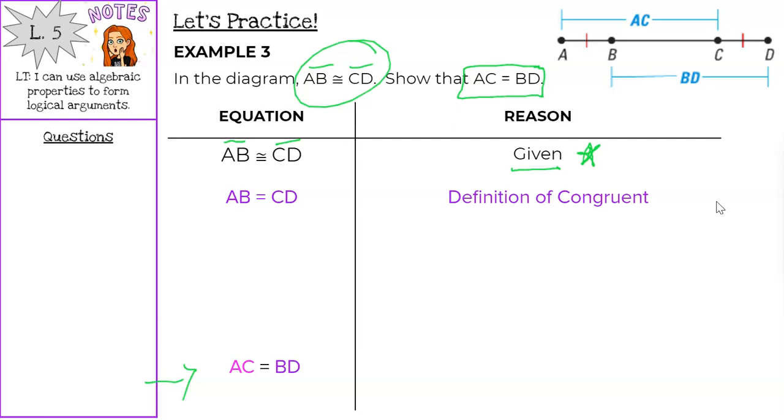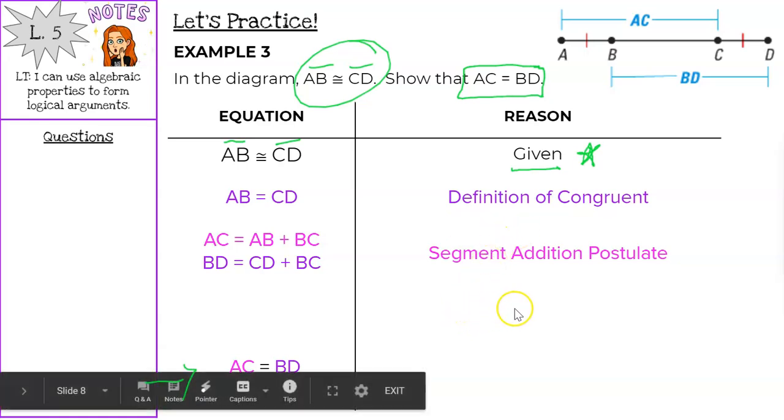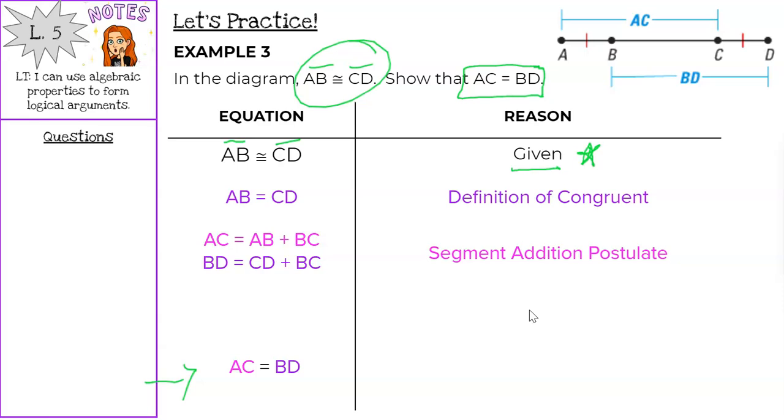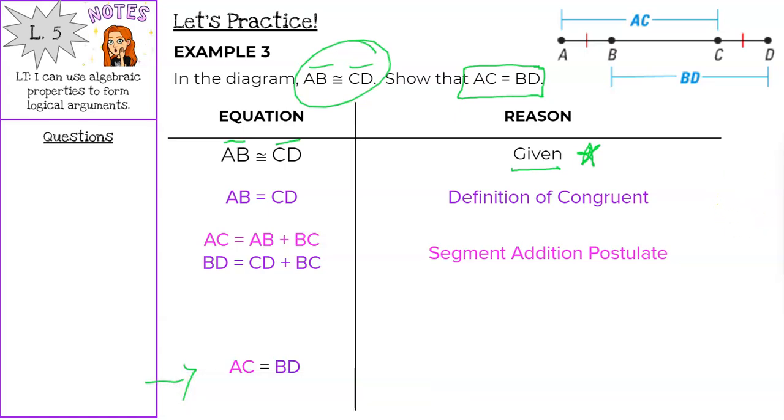Well, now we need to express AC as its sum of AB and BC. And the same with BD as its sum of CD and BC. The reason why we can do that is that segment addition postulate that we talked about. So now we're expressing them as sums. Well, we need AC and BD to be equal to the same thing. We want these two pieces to be the same. So then we can say that AC equals BD.